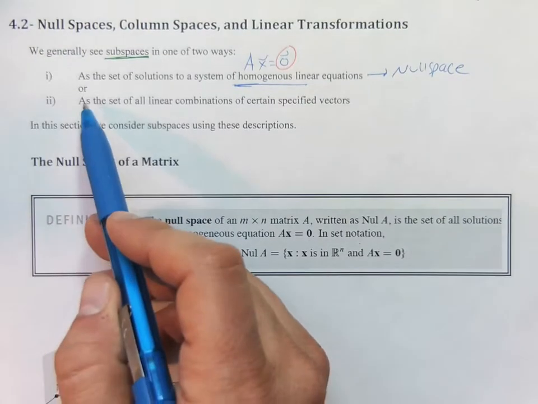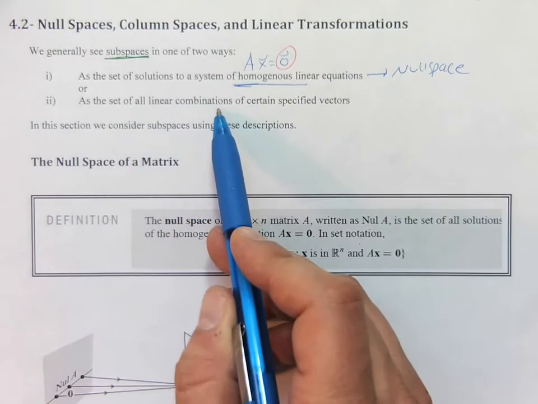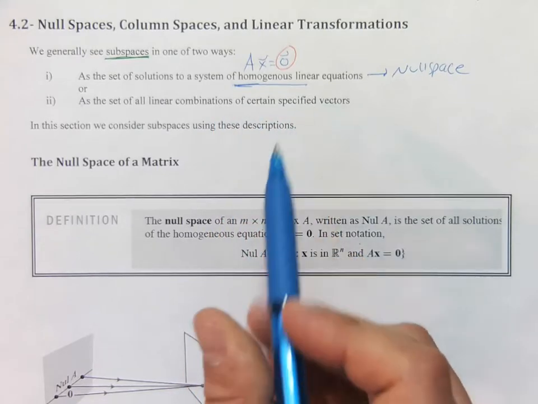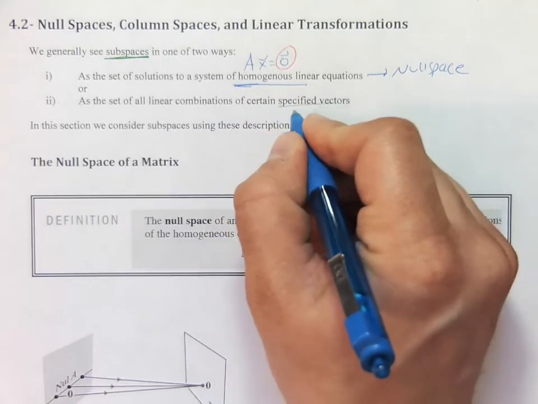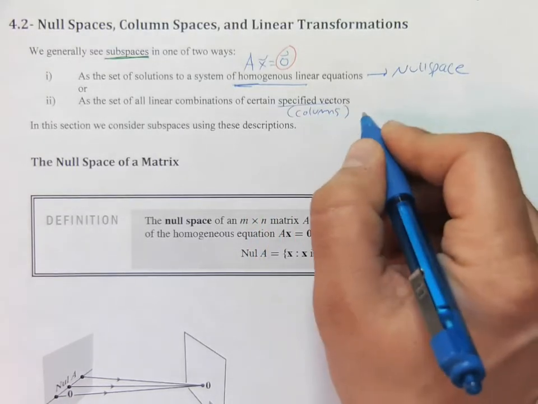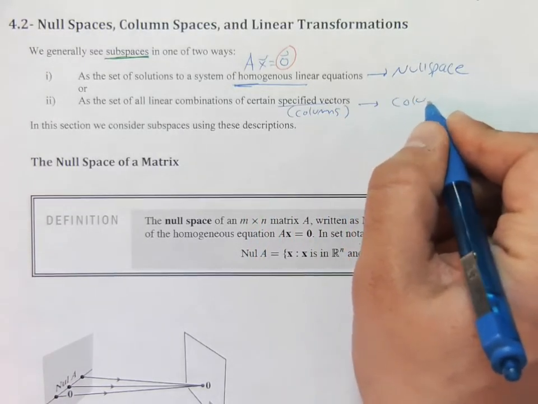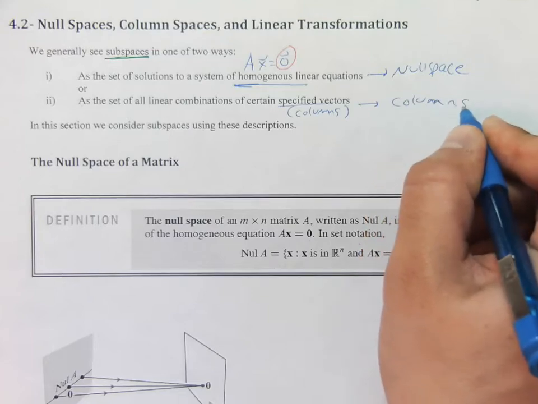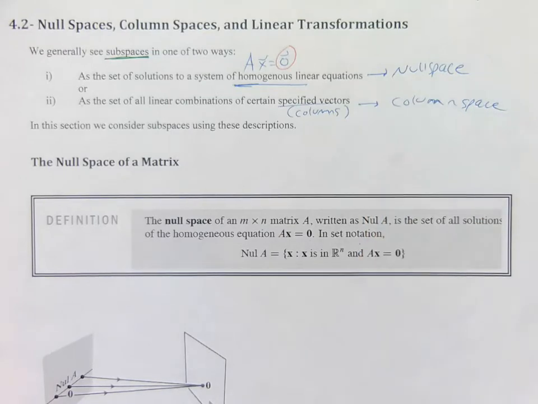Or sometimes we often see them as the sets of linear combinations of certain specified vectors. And the specified vectors that we're going to talk about are the columns of matrices. And so this is where we're talking about column space. And so we're going to start with the null space on this page and then take a look at the column space on the next page.